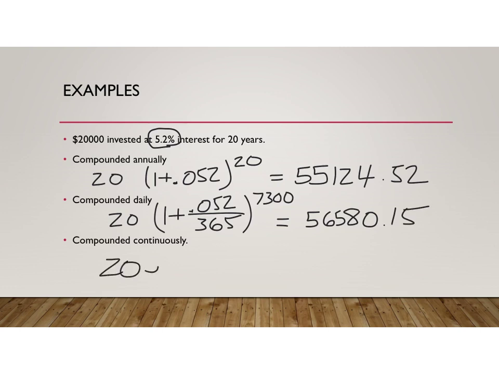Continuously, I take 20 times e to the 0.052 times 20 power. So I'm going to go second ln with 0.052 times 20. And we get 56.584, which should be $56,584.34.